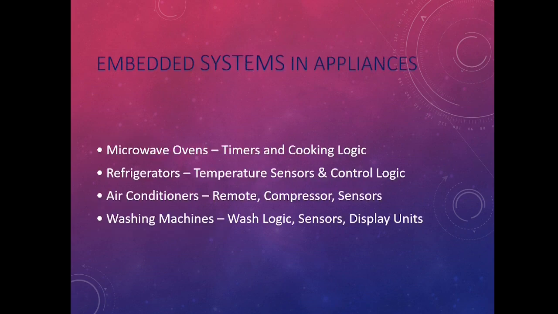Embedded systems in appliances. We can use embedded systems to program other appliances such as microwave ovens by inserting timers and cooking logic, refrigerators by adding temperature sensors and control logic, air conditioners by adding remote, compressor or sensors. And in the washing machine, we have seen wash logic, sensors, display units, and many more.